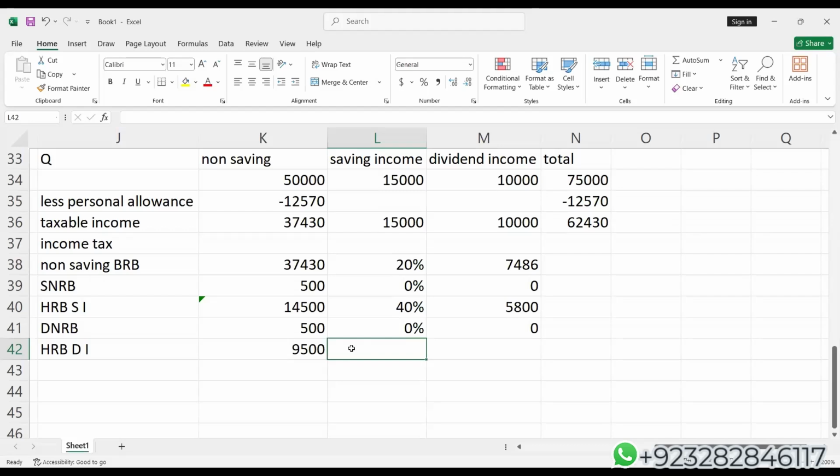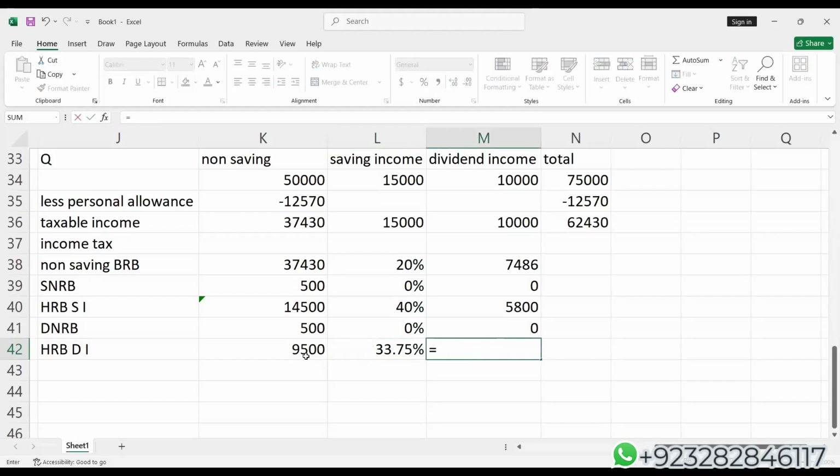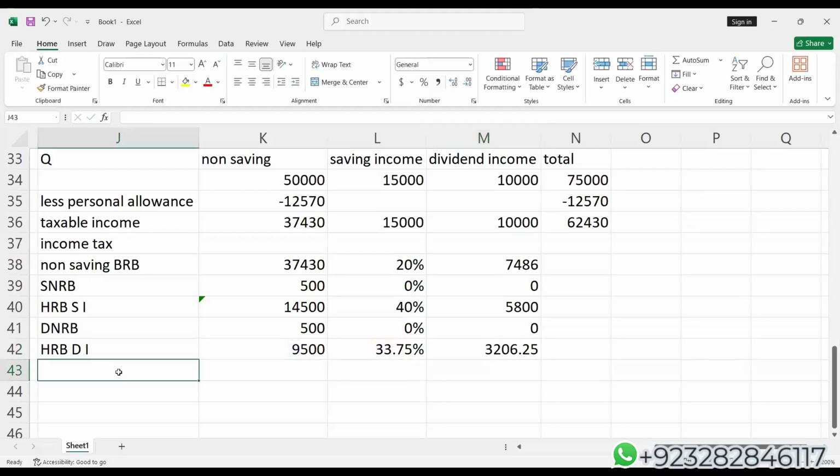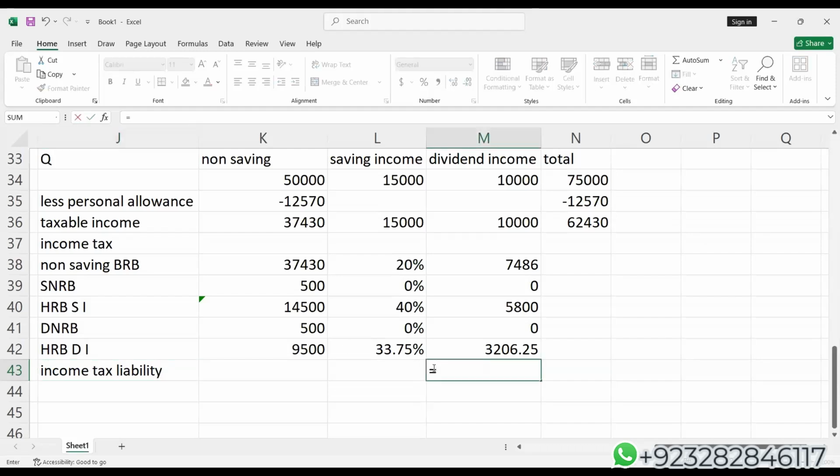So the applicable income tax rate is 33.75%. We'll take this. So here comes your income tax liability. We can easily use the sum formula.